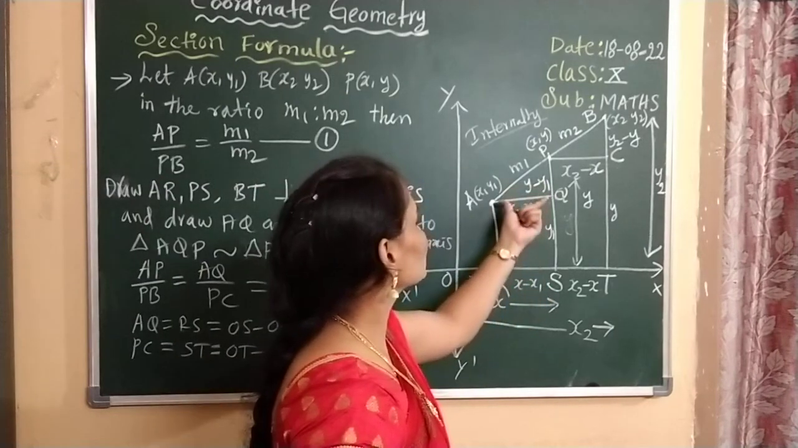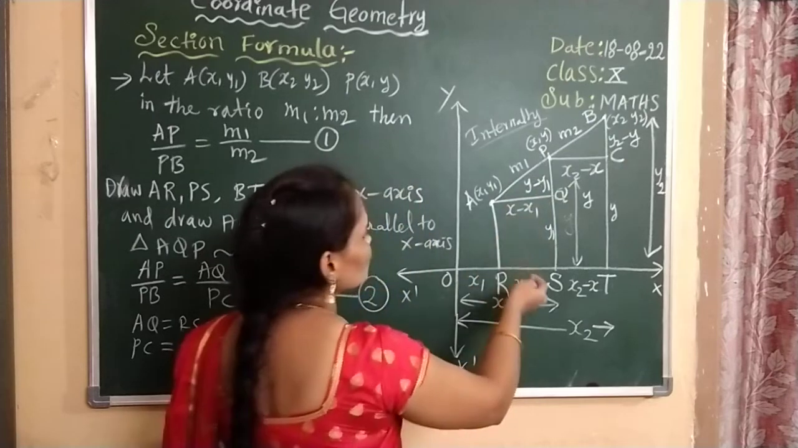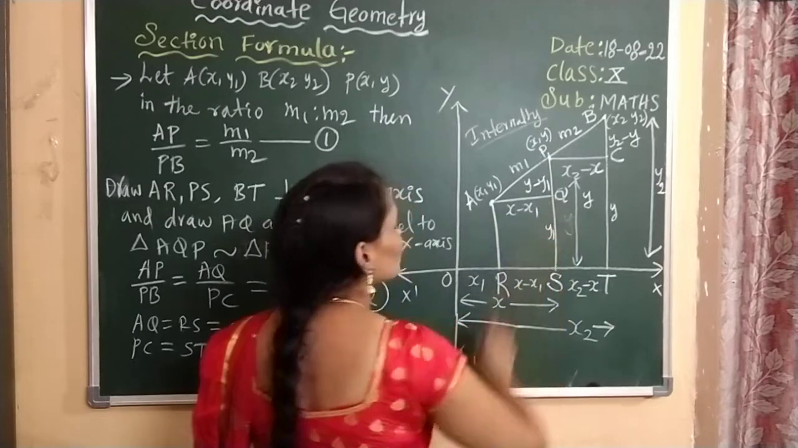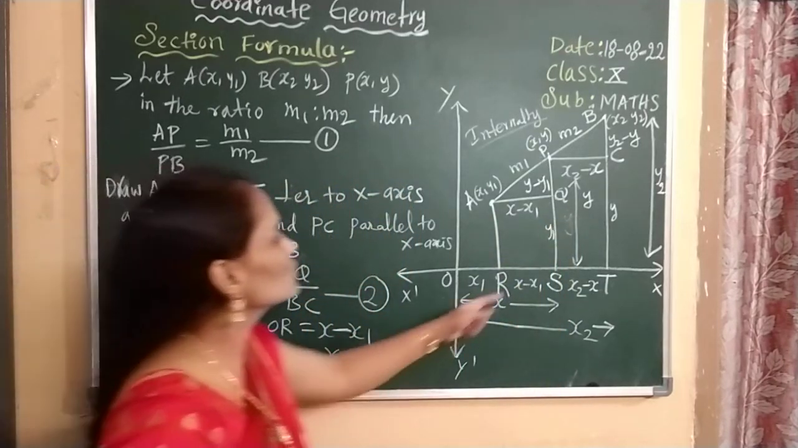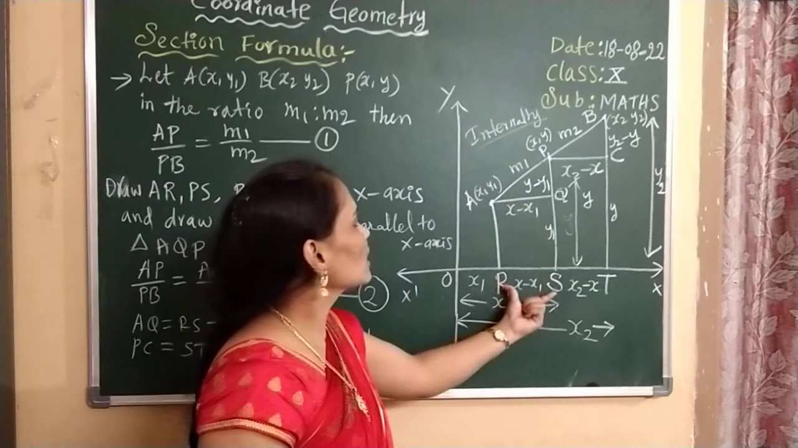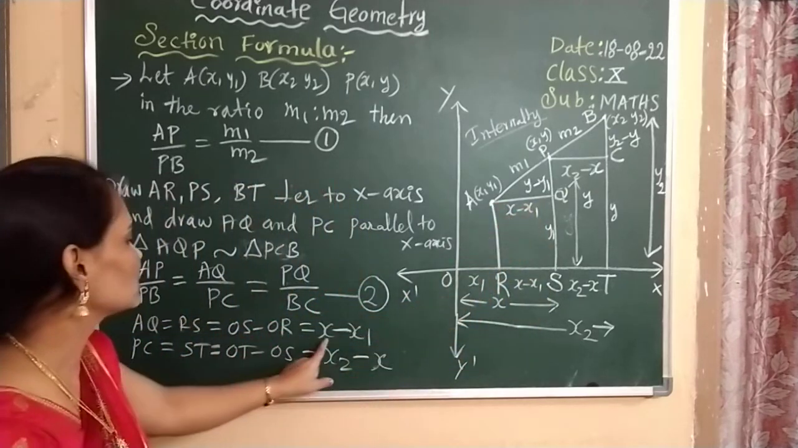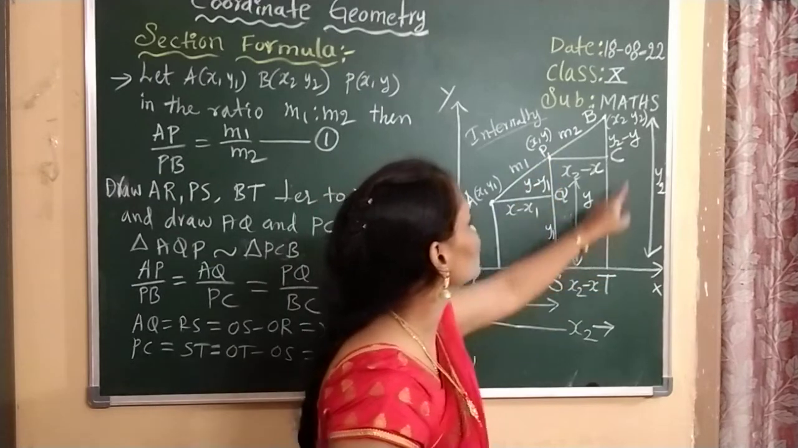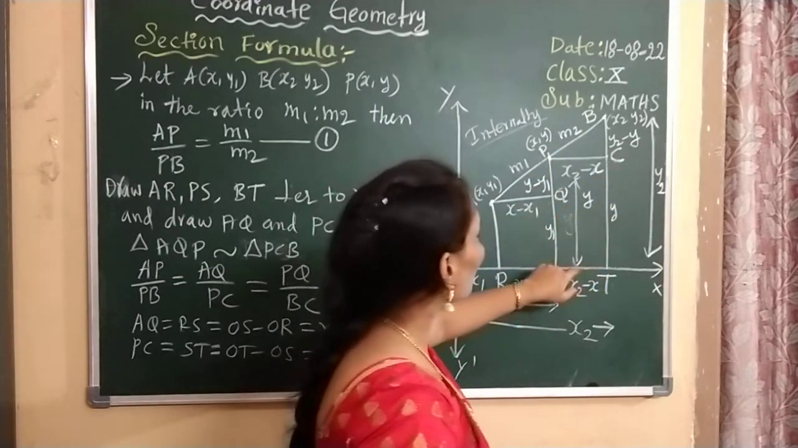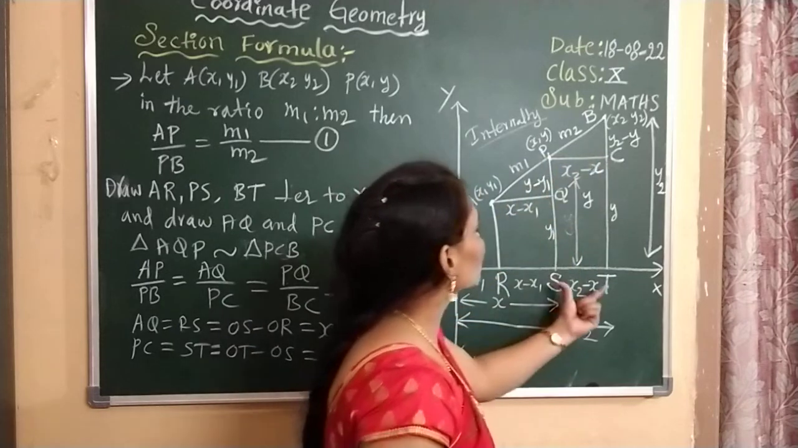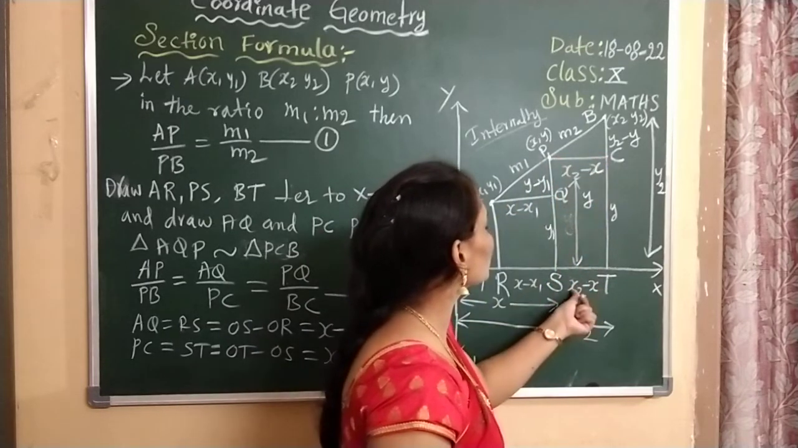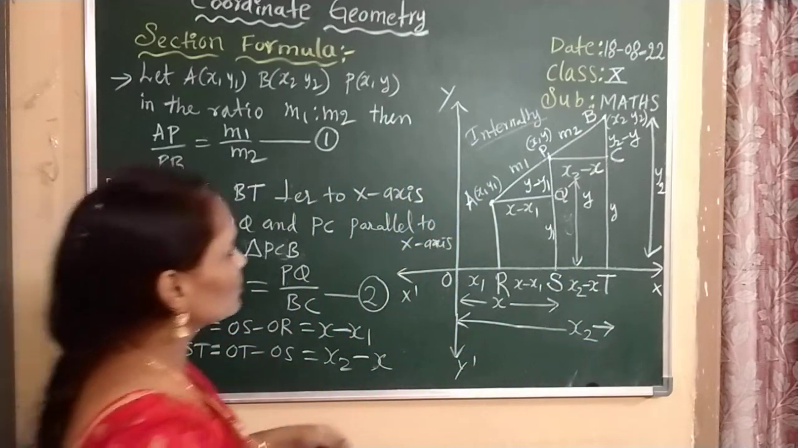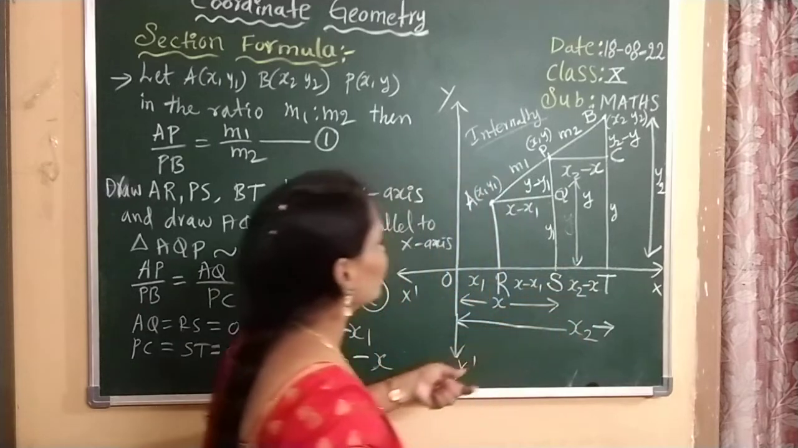These opposite sides are equal, so AQSR is a rectangle. Opposite sides are equal, so RS is equal to AQ, which is x minus x1. Next, PSTC is also a rectangle. Opposite sides are equal, so ST is equal to PC, which is x2 minus x.